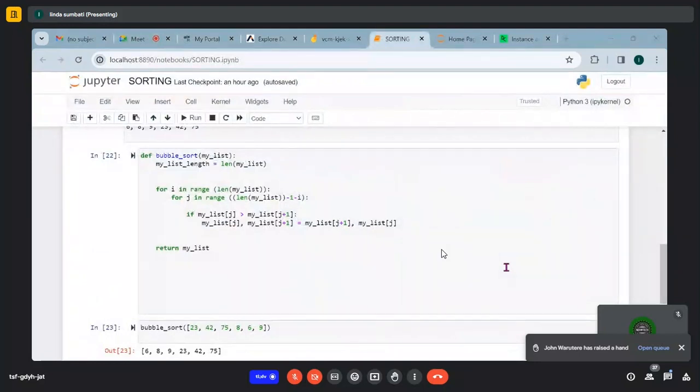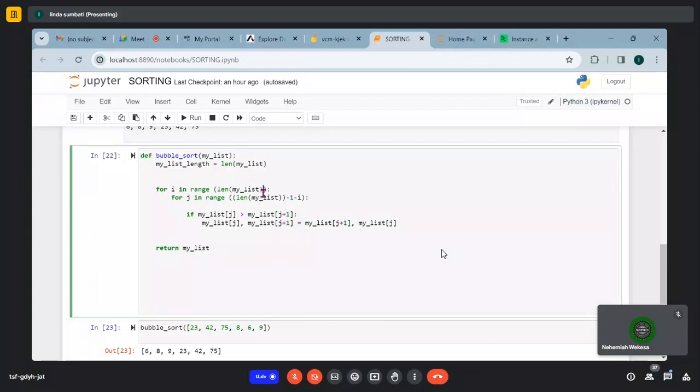Why are you using for I in range length of my list? Why couldn't you just pass my list length in the loop? I think it will do the same. It will work, because right now, let's do it. Let's do it.